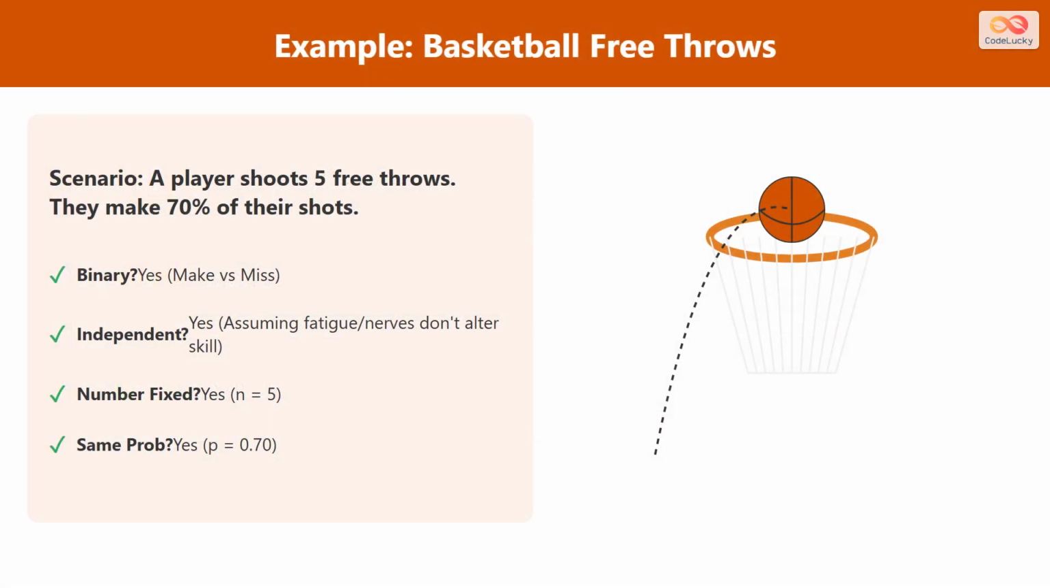Let's apply this to a basketball player taking 5 free throws. Are there 2 outcomes? Yes, make or miss. Are the trials fixed? Yes, exactly 5 shots. Are they independent? Generally, yes, assuming one shot doesn't physically affect the next. Is the probability constant? Yes, assuming the player's skill level is consistent at 70%.